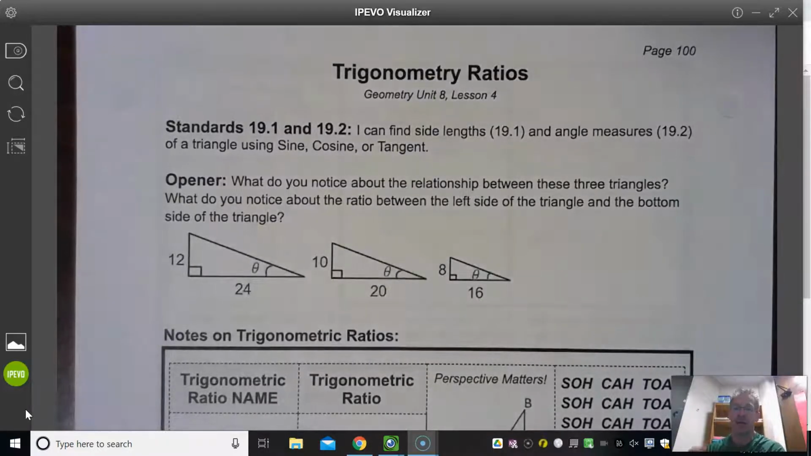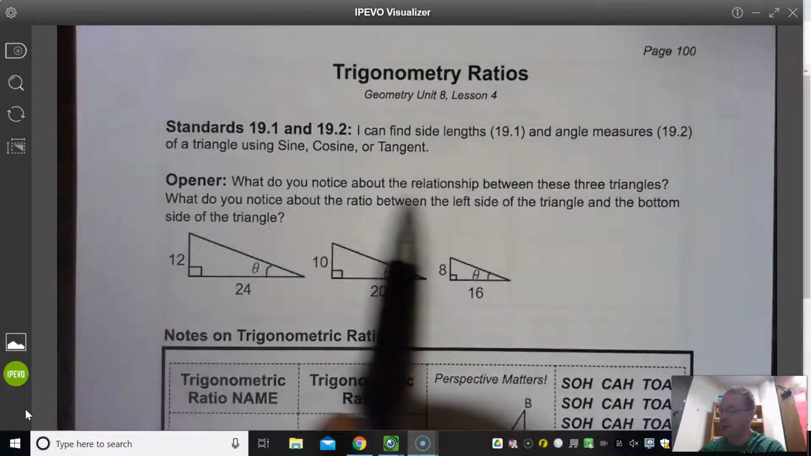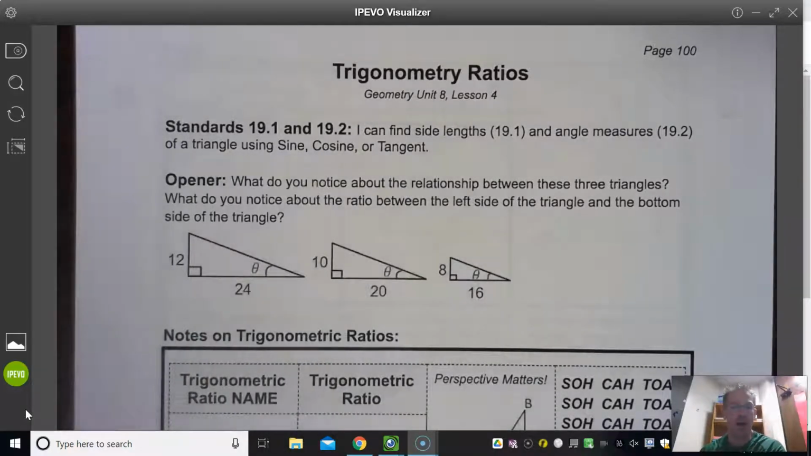Now, sine, cosine, and tangent are three specific ratios in right triangles, and only right triangles, that we use to find missing side lengths and missing angles. So if you would, go ahead and pause the video, do the opener here, and then we'll talk about how that's related to our trig ratios in just a moment.